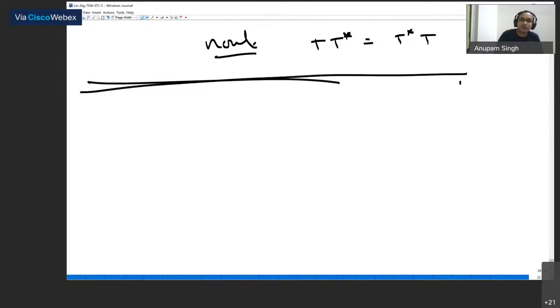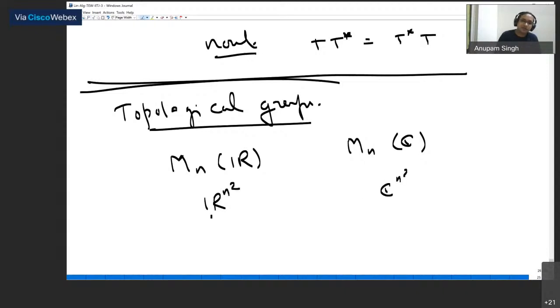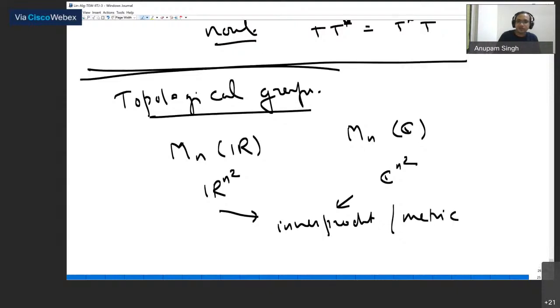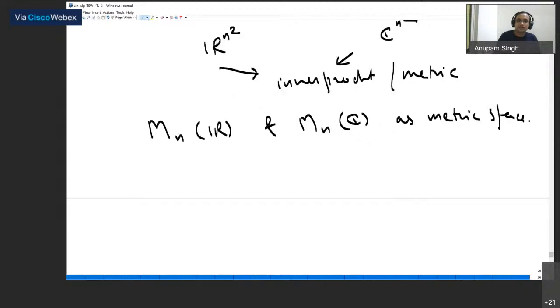Otherwise, I just wanted to tell a little bit about some examples of topological groups here. If I think of matrices, N by N matrices, real, or we can also think of matrices that are complex, I can think of this as n squared coordinates. On this I can define an inner product, on both, or rather a metric. So I can think of M_n(R) and M_n(C) both as metric spaces.